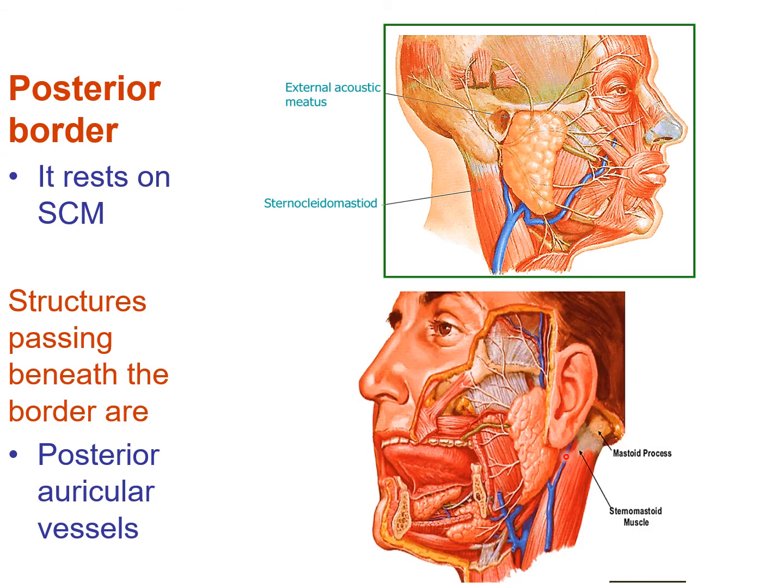Talking about the posterior border of the parotid gland, the posterior border separates the superficial or the lateral surface from the posteromedial surface and it is resting on the sternocleidomastoid muscle. This is the posterior border. It is resting on the sternocleidomastoid muscle. The structures which are passing beneath the posterior border are the posterior auricular artery and vein.